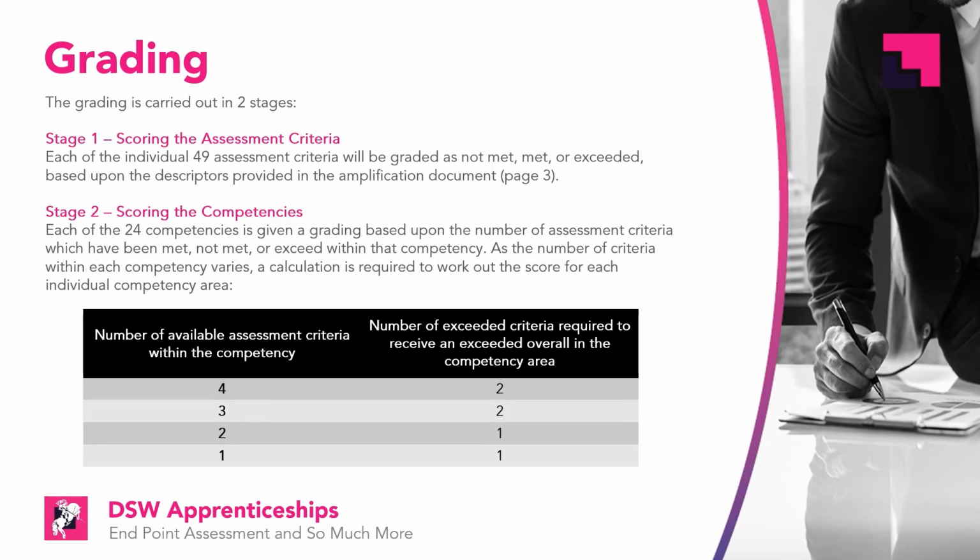Stage 1 is scoring the assessment criteria. Each of the individual 49 assessment criteria will be graded as not met, met, or exceeded based upon the descriptors provided in the amplification document. Stage 2 is scoring competencies. Each of the 24 competencies is given a grading based upon the number of assessment criteria which have been met, not met, or exceeded within that competency. As the number of criteria within each competency varies, a calculation, which is shown on screen now, is required to work out the score.